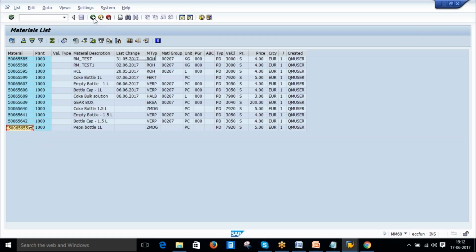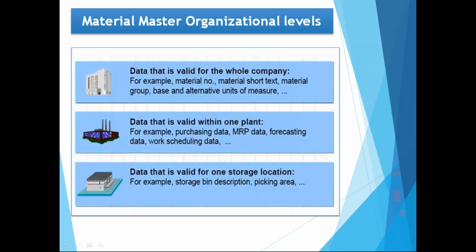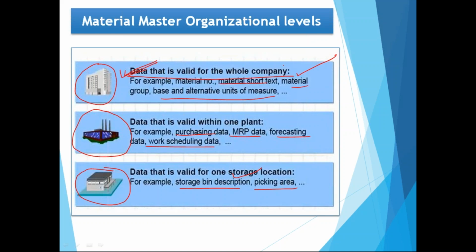Now the next one is material master organizational levels. In the material master, some data is maintained at total company, which is called client level. And some data like your purchasing data, MRP data, forecasting data, work scheduling data is maintained at plant level. And some data is maintained at storage location level. Within the same plant, for different storage locations, you can maintain some different data. At the client level, normal data you maintain, material short text, material group, base and alternate unit of measure, all these are maintained at client level.